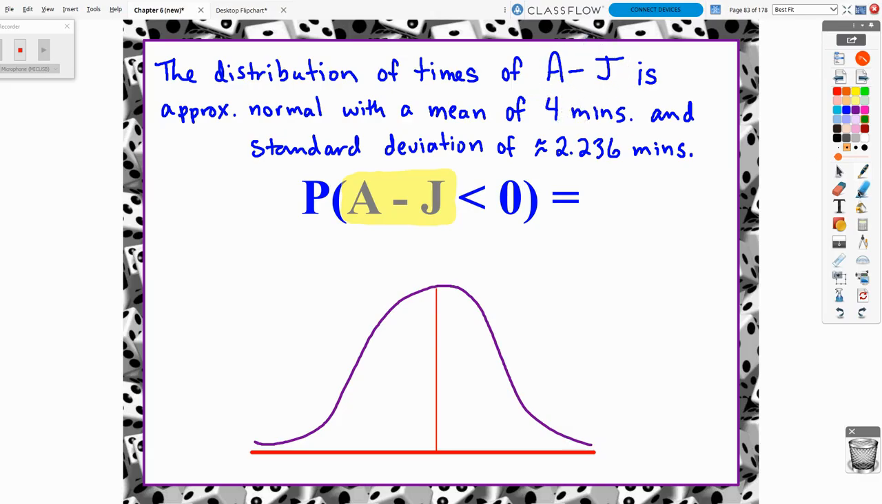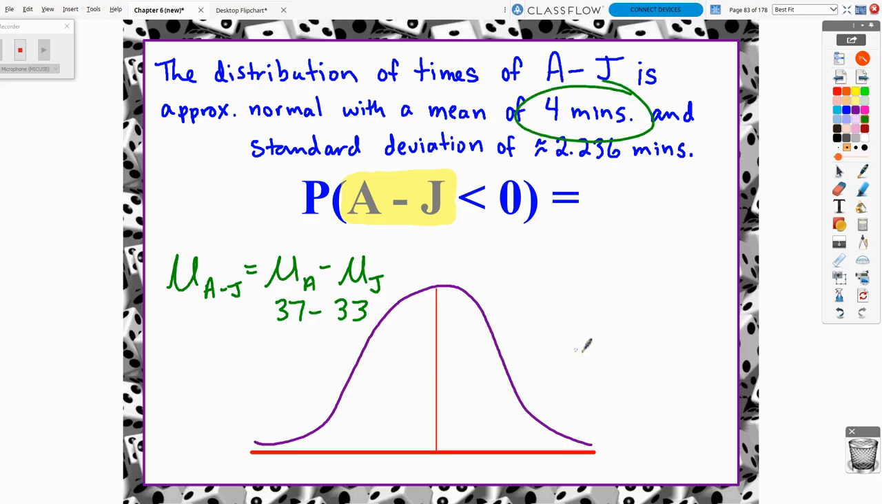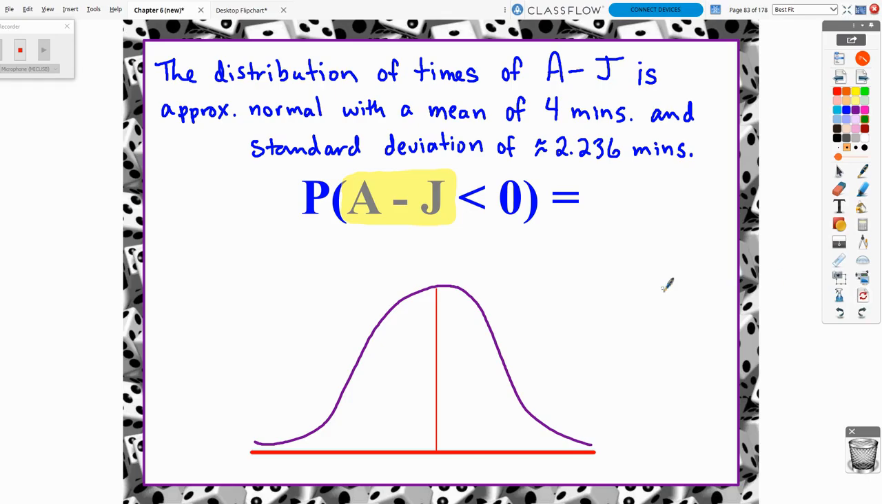So, the distribution of times of this new combined random variable, A minus J, this is what we talked about at the end of video 2, was what their mean and their standard deviations would be. So all I did to figure out the mean of A minus J was I took their mean times and I subtracted them. So Allison's was 37, Julie's was 33, so I got to subtract those. So the mean difference of their times was 4 minutes. And then I used the standard deviation formulas. The two standard deviations were 2 and 1.